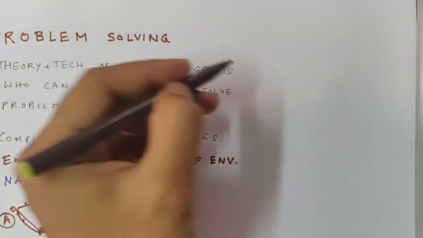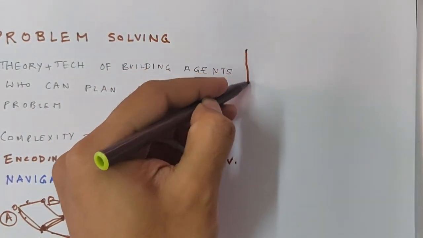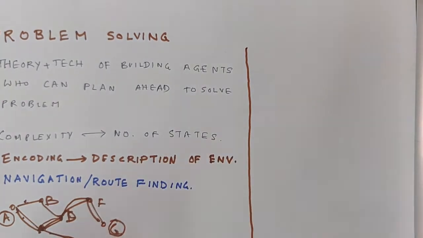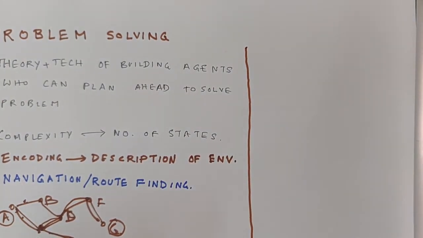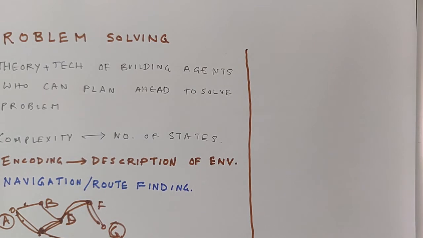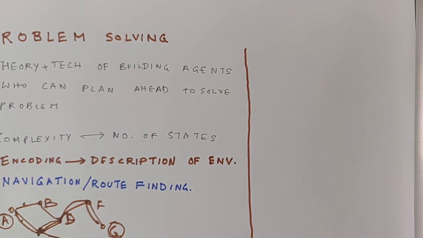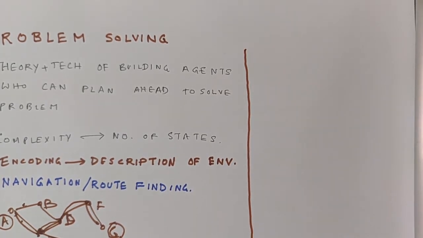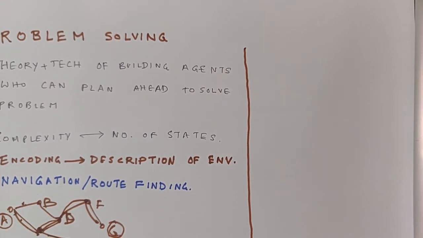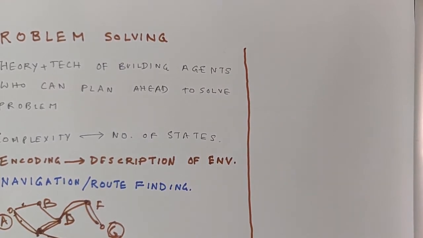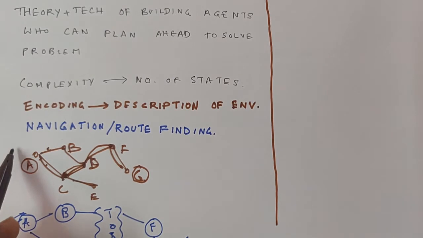Now we will discuss the different components of a problem. We will formally define what a problem looks like. We have already seen this map here.